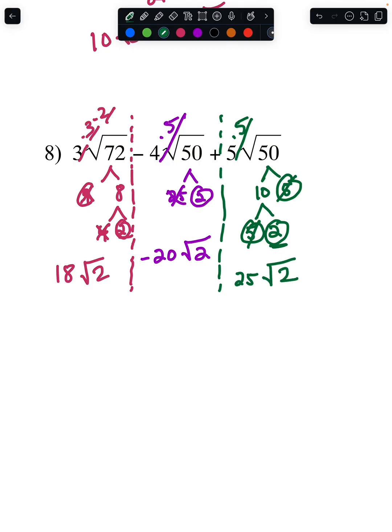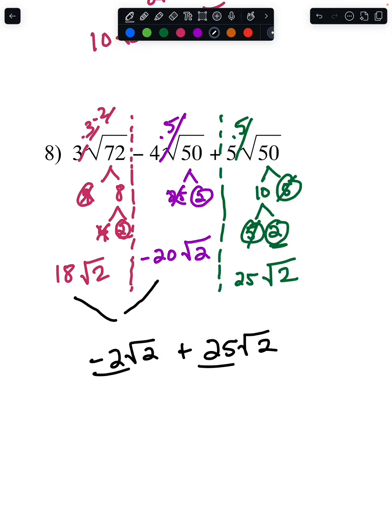All of these have square root 2s, so we can combine them all. So 18 minus 20 is negative 2 square root of 2 plus 25 square root of 2. Negative 2 plus 25 is equal to 23 square root of 2. That is the final answer.